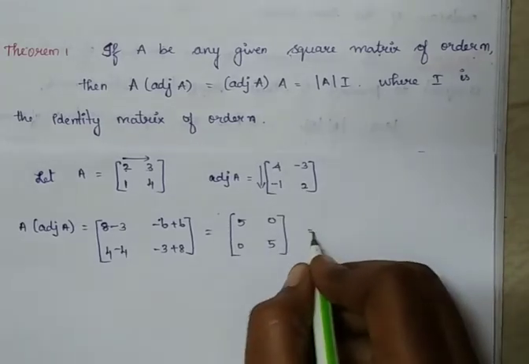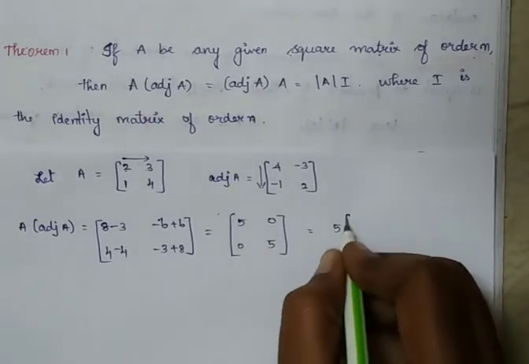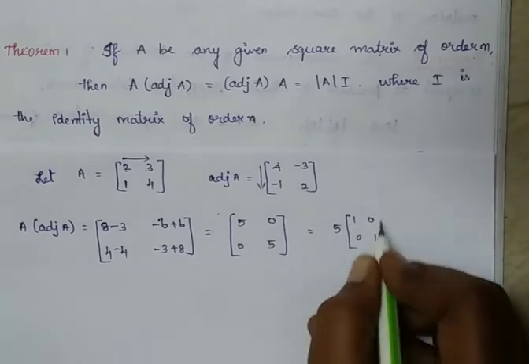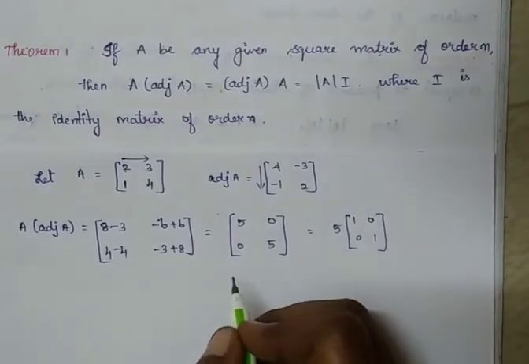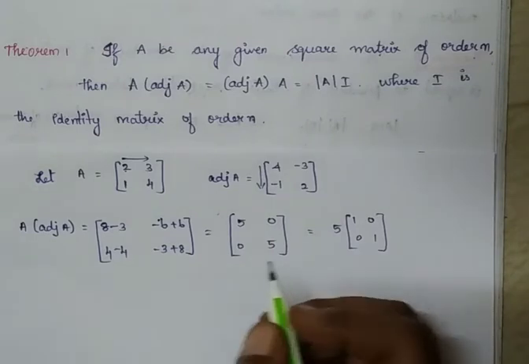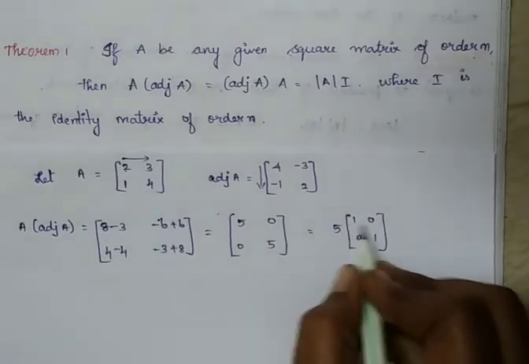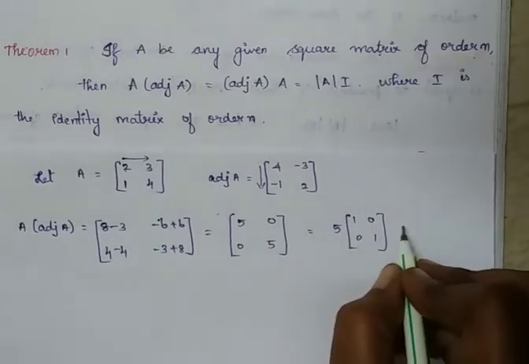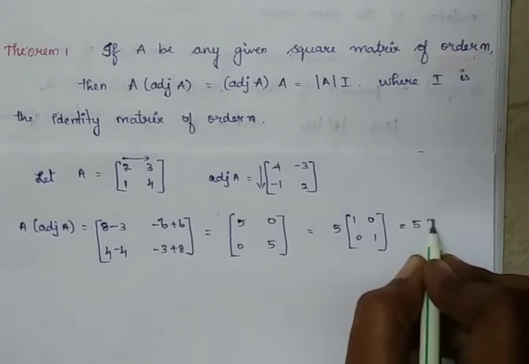Now from this we can take the 5 out and write it in this format. This is simply like a scalar multiple of a matrix. Now this 1 0 0 1 is an identity matrix, so I can write this as 5 of I.